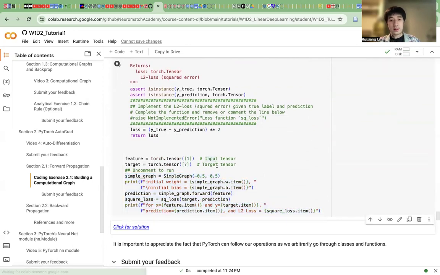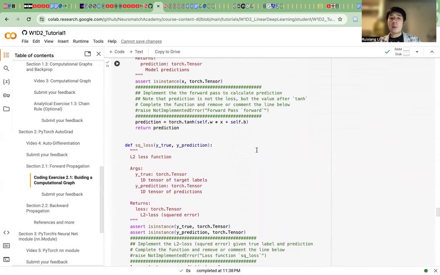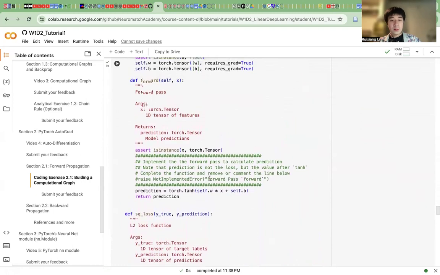Let's run it. Here we go. Now we have the weights and bias specified with these values. Given the input x equal to 1 and the true output y, our prediction is 0 and the square loss is 49. Something I want to emphasize here is, first, please make sure that the type of the prediction matches the specification, which is a torch.tensor here.